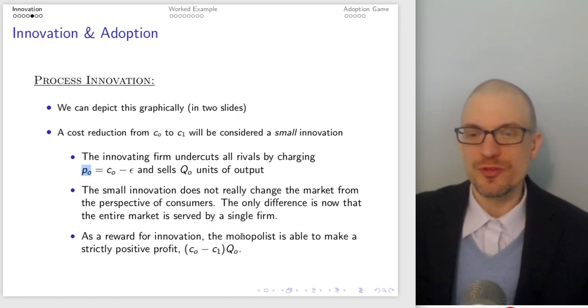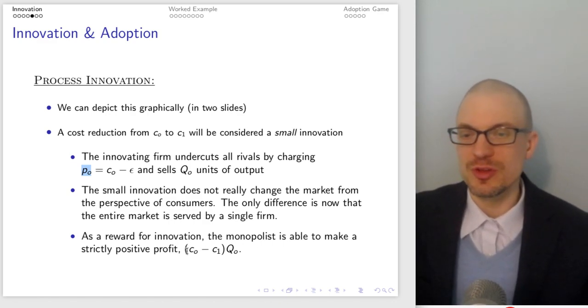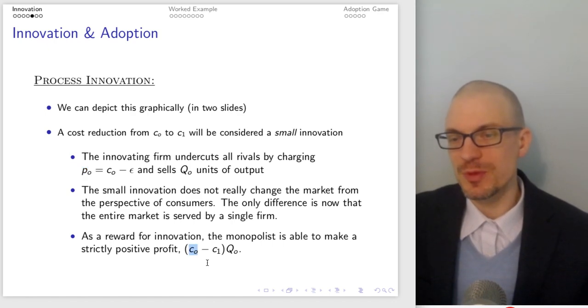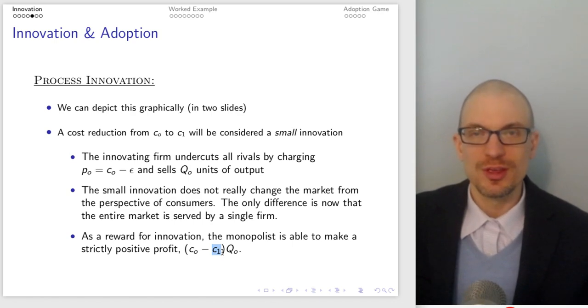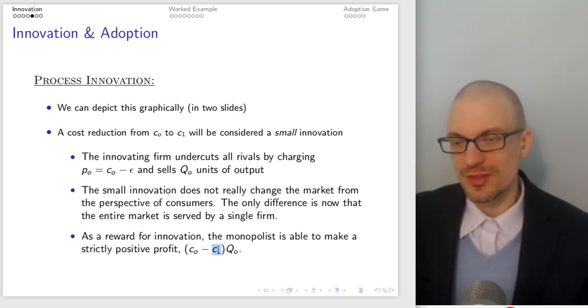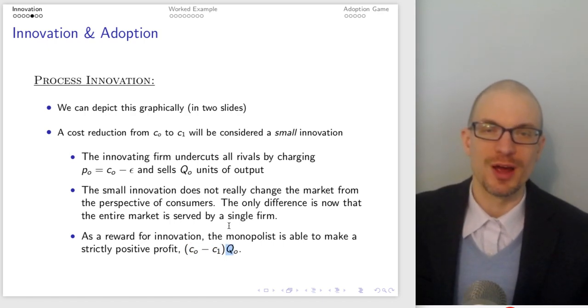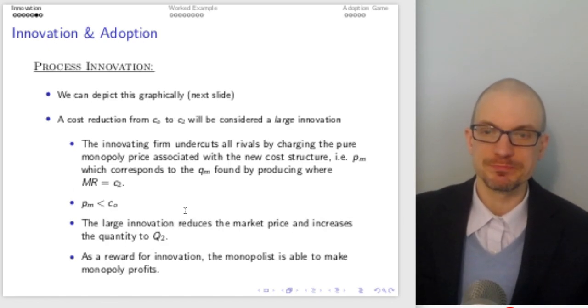So as a reward for innovation, the firm does make a strictly positive profit because there's a difference between their existing cost, which becomes the price, and their new cost, which becomes their marginal cost. And then this is actually price minus cost times quantity is profits, right? So there will be profits, just not as large as a true monopoly.